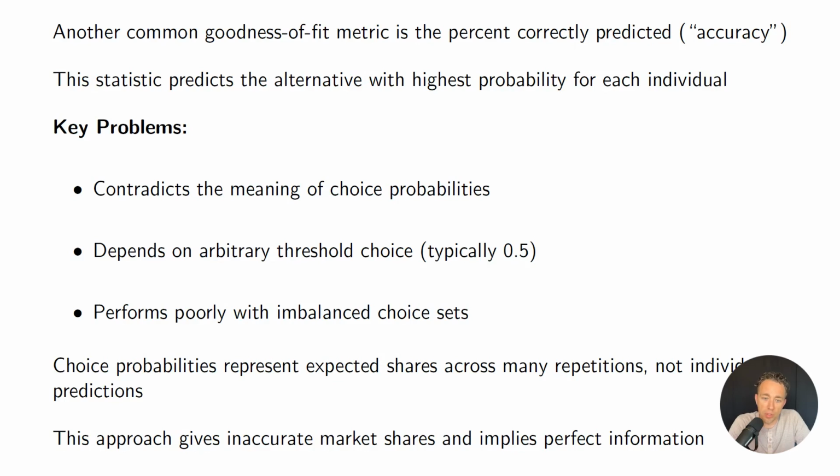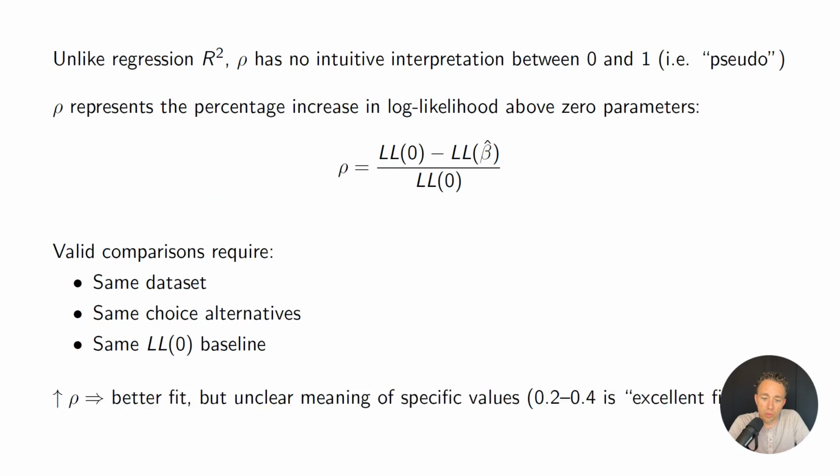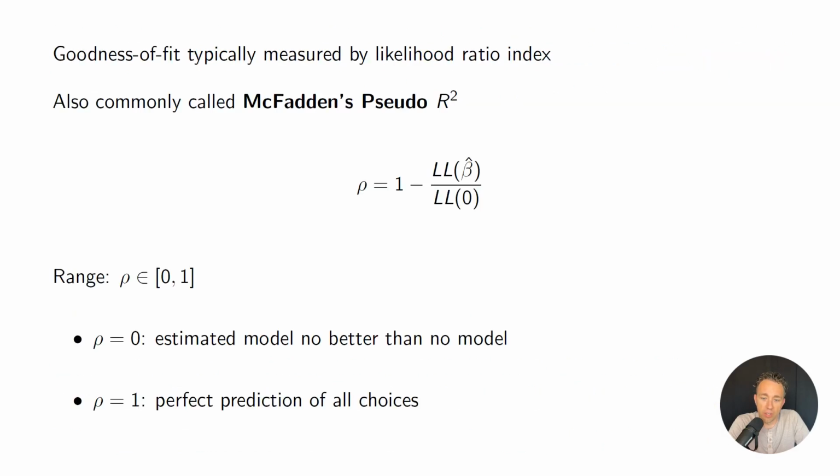So don't use the percent correctly predicted. Do use the McFadden pseudo R-squared or the likelihood ratio index.